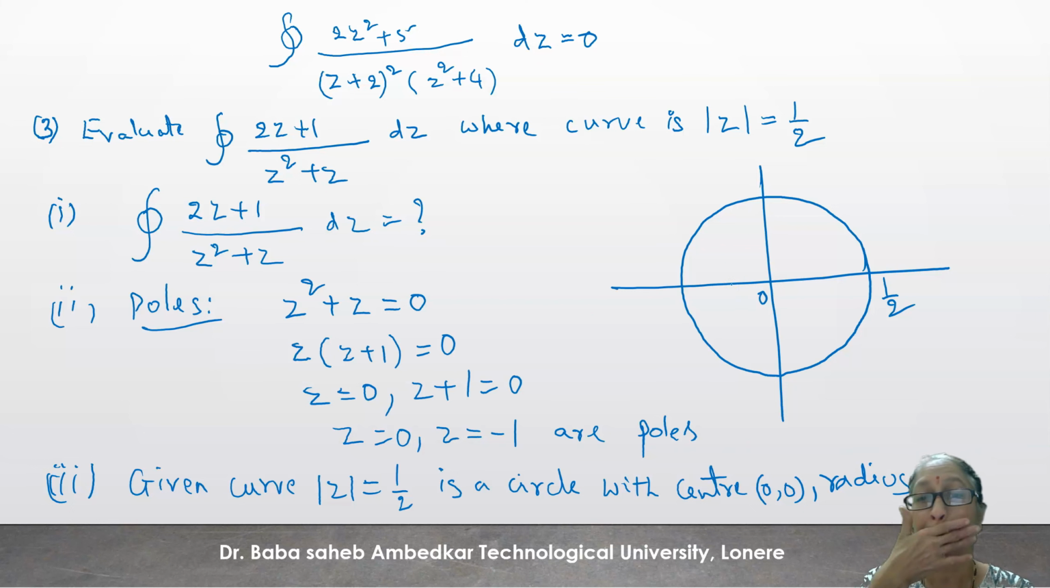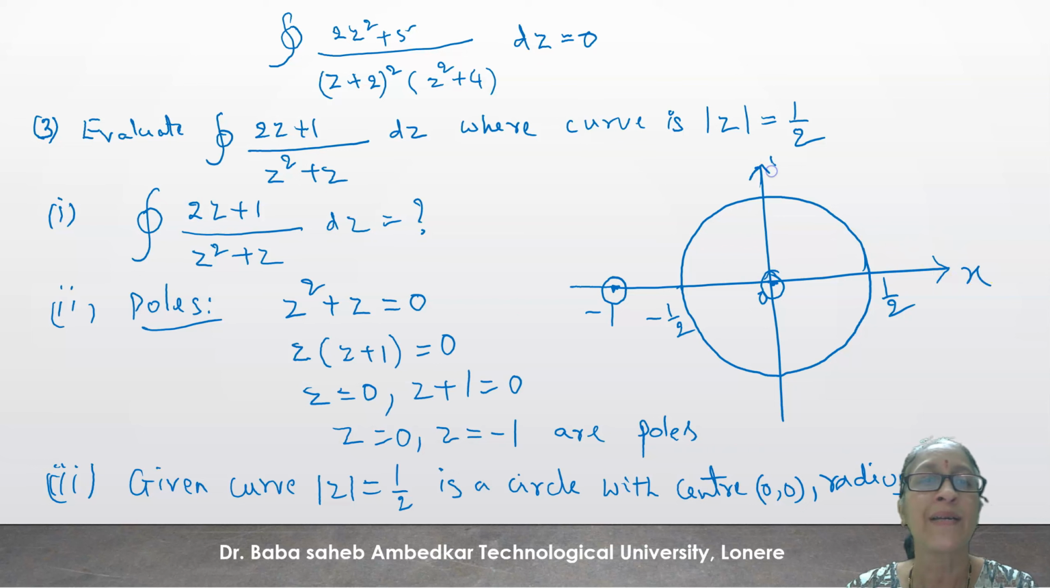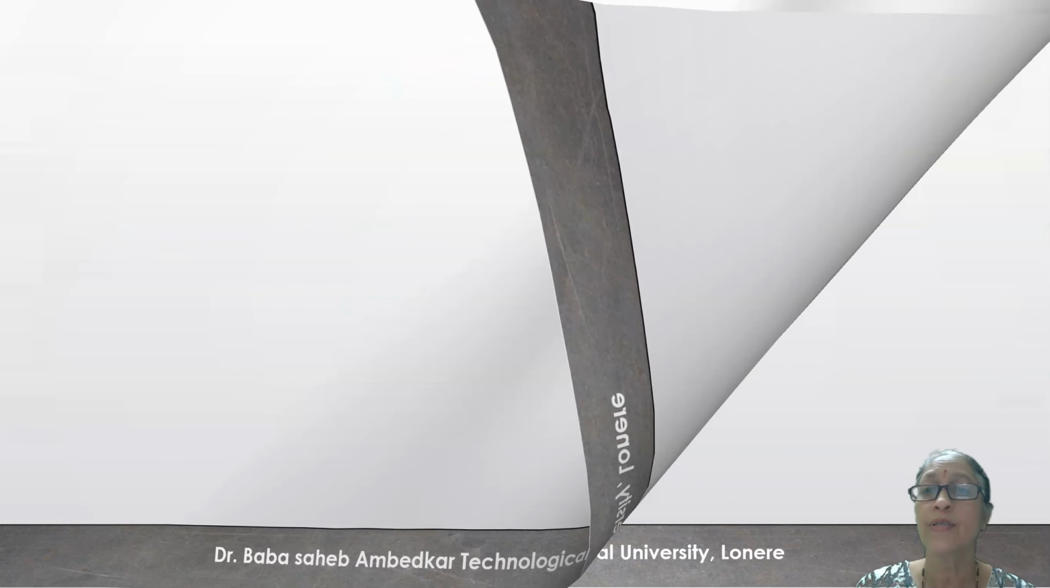Right. Then what are poles here? 0 and minus 1. This is minus 1 by 2. And let us say minus 1 is here. So this is one pole and this is one pole. Right. So one singular point is lying within this curve and one point outside the curve. Here z equal to 0 is lying within the circle, and z equal to minus 1 is lying outside the curve. So here we have to apply two formulae, Cauchy's integral theorem and Cauchy's integral formula. Okay, let us see those.